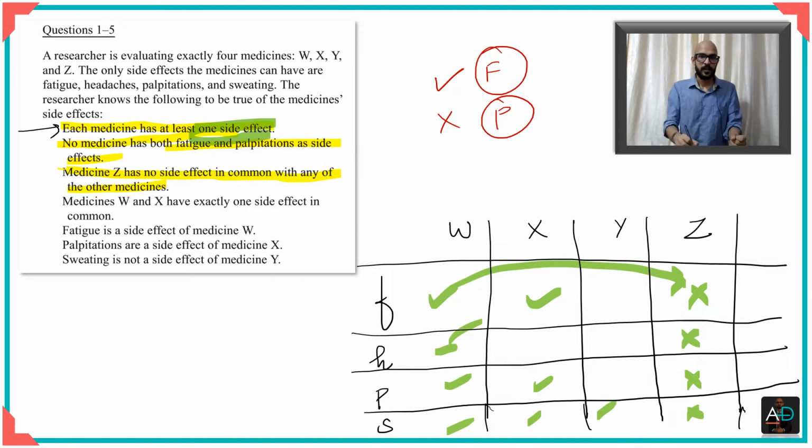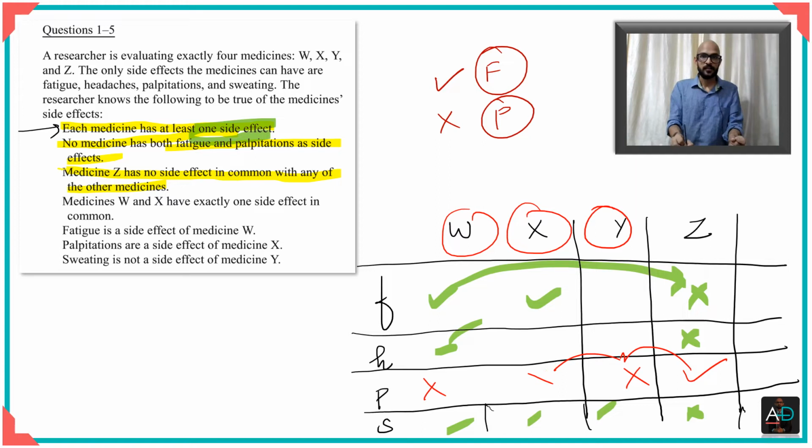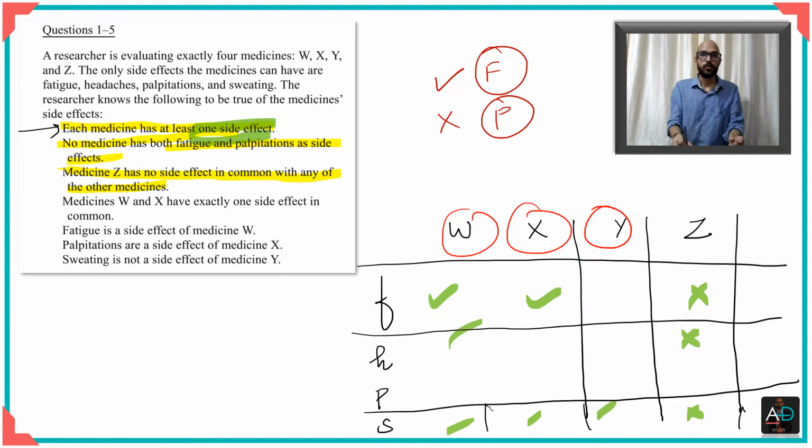that, let us say, if I want to believe that perhaps Z has palpitations, if I want to take a case where Z has palpitations, our table will look like this. A cross will be here, a cross here, a cross here and a tick mark here, right? Because Z does not have anything common with the others. So if something is there as a side effect with Z, it surely means that no other medicine has it. It's an important point for us to remember.